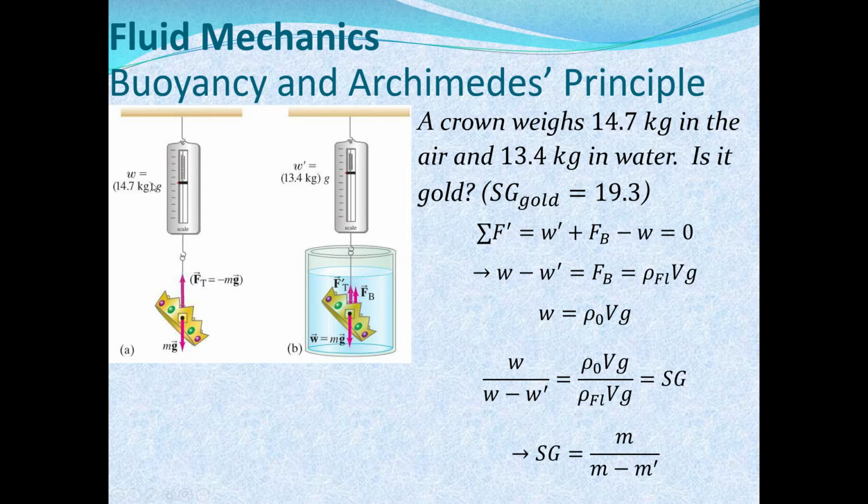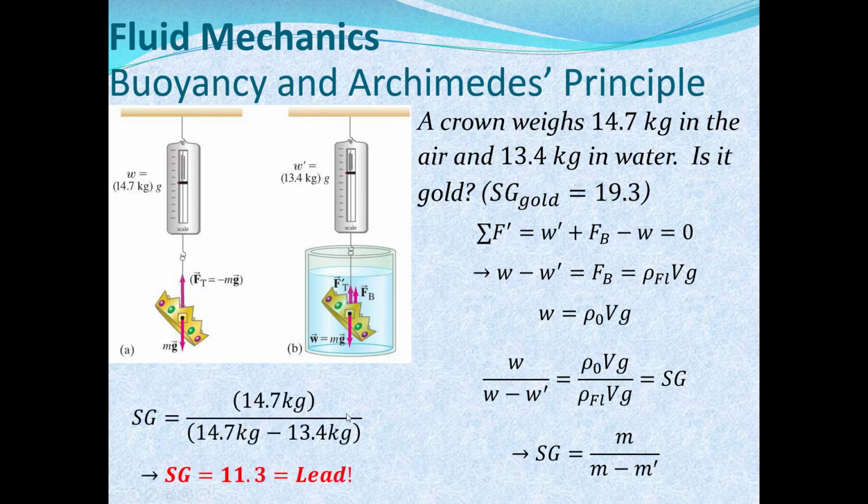Now, weight is just mass times gravity, so that means all the gravities in these three terms can drop out. So what I get is that the specific gravity of the crown is equal to the crown's mass divided by the difference in the masses, this mass and the apparent mass. So plugging the numbers in, I end up getting that the specific gravity is 11.3. Now, if you look in the table in the textbook, that's lead. So this crown is actually made of lead, not gold.